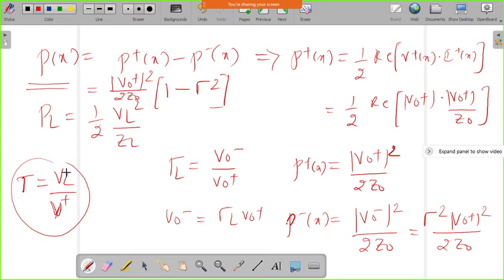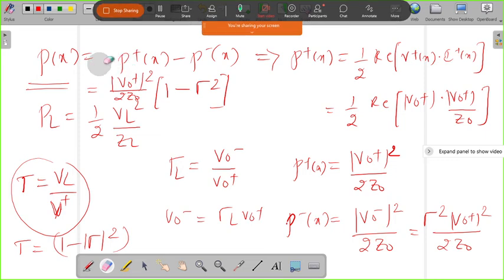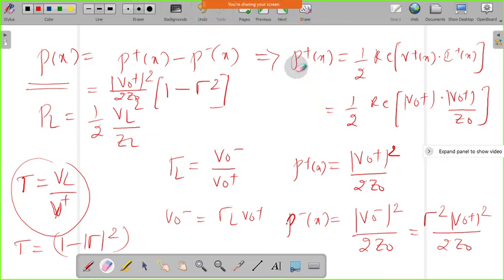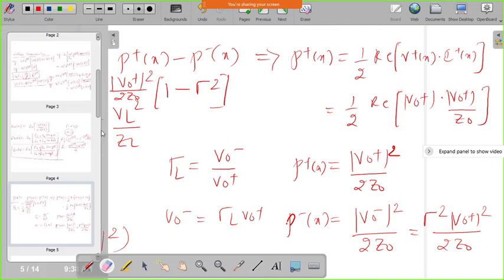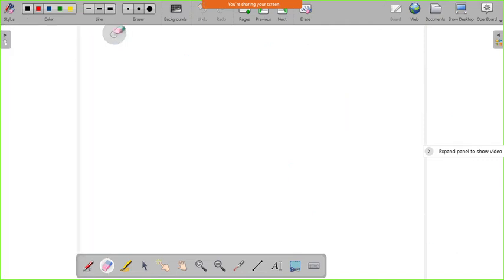So you can define it like this. Or we can define the transmission coefficient in terms of the reflection coefficient, as 1 minus gamma square. We can derive this also. How can we derive it? On the next page we are going to derive that transmission coefficient, which, as I said, is VL by V plus.